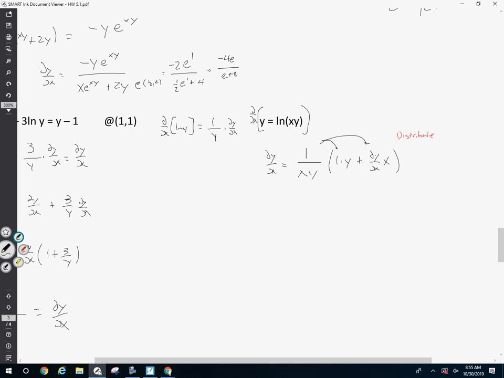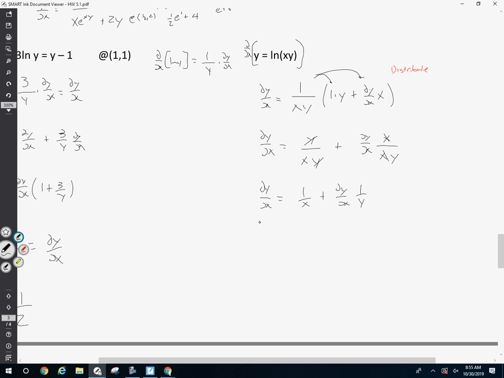You won't always have to. If you don't have a dy dx on the left side, then you'd be fine. You got y over xy, y's cancel, that's nice, plus dy dx x over xy. Since it's multiplication, the x's cancel, that's nice. So I got now dy dx 1 over x plus dy dx 1 over y. I can move the dy dx, subtract it. So I got dy dx minus 1 over y, dy dx equals 1 over x. Factor out the dy dx, 1 minus 1 over y equals 1 over x, divide.